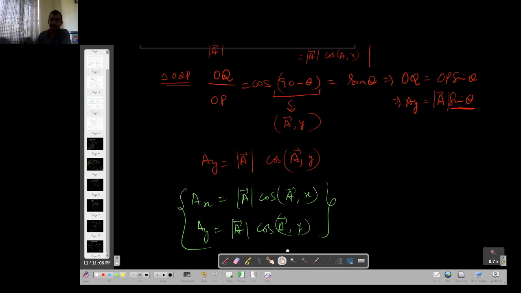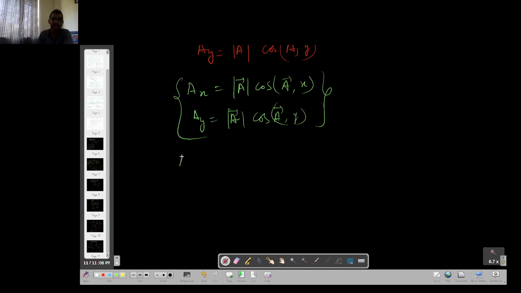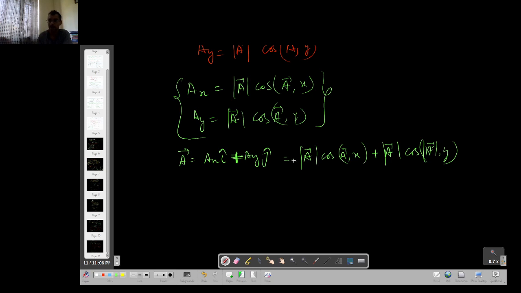And therefore, I can write vector A as Ax i cap plus Ay j cap. This is equal to mod of vector A cosine of the angle between vector A and the x-axis, plus mod of A cosine of the angle between vector A and the y-axis. Right, we can write it in this way, with i cap and j cap. So it is mod A cosine of the angle between A and x, i cap, and cosine of the angle between A and y, j cap.